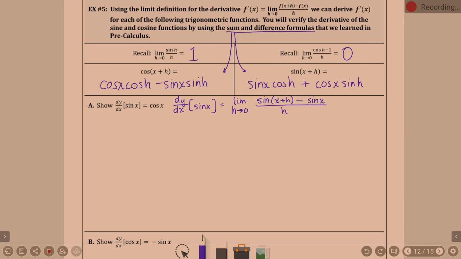Now what? Sine of x plus h. Can we use the formula that we just created from above using our sum and difference formulas? Yes. So sine of x plus h is going to be replaced with sine x cosine h plus cosine x sine h. Don't forget there's still a minus sine x, and it's all going to be over h.